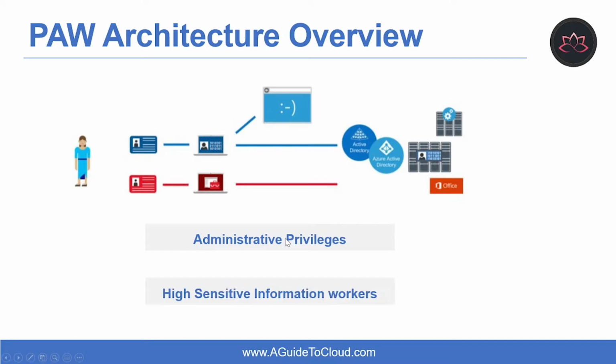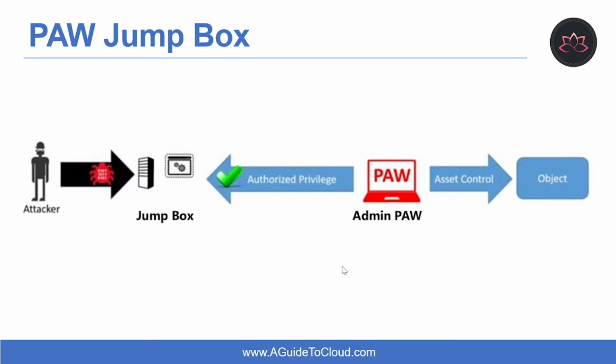The second asset is high sensitivity information workers. The approach used in a PAW can also provide protection for highly sensitive information worker tasks and personnel, such as those involving pre-announcement merger and acquisition activity, pre-release financial reports, organizational social media presence, executive comms, unpatented trade secrets, sensitive research, etc. So what is a jump box?